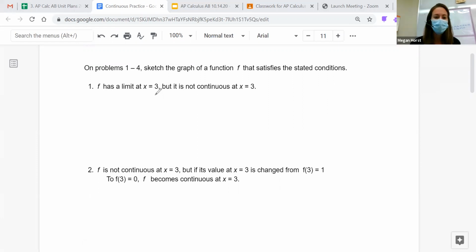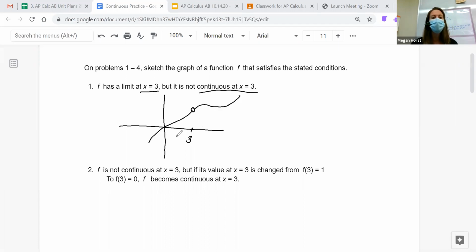So if we have our xy plane, f has to have a limit at x equals 3, but not continuous at x equals 3. So I have to think about what that might look like. So I'm going to go ahead and mark this as 3. I'm going to put a hole right there because it's not continuous there, and then I'm going to keep on going. So my limit exists. It's whatever this value is right here at f of 3.